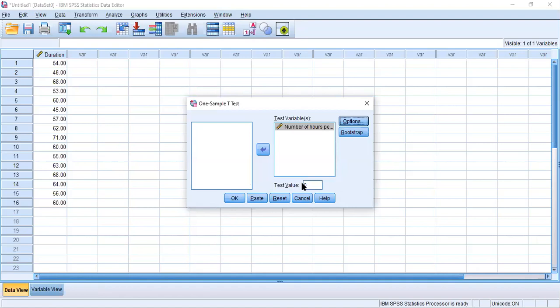What is the test value we are going to have? If you look at the example we were talking about, we had a value of 52 mentioned there. So that value of 52 I'll be putting here, and this is the number of hours worked by auditors at the national average. So this is what we know. Then I'll simply say OK.